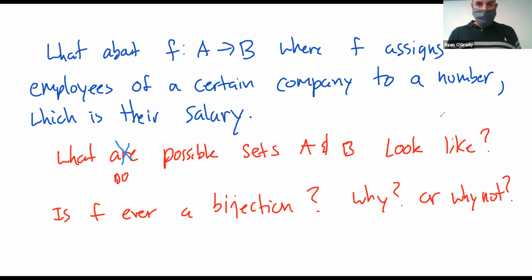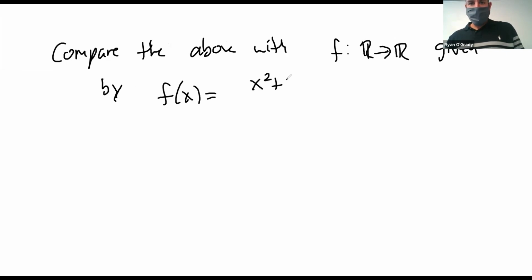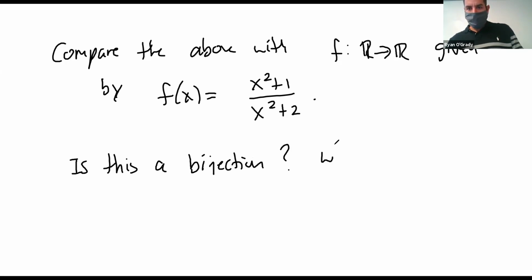Now compare this example with something like this. So to compare the above, if I take f from, say, R to R, so now we go back to some more familiar places. What if I take this function? We'll make it look ugly. Is this a bijection? Why? Why not?